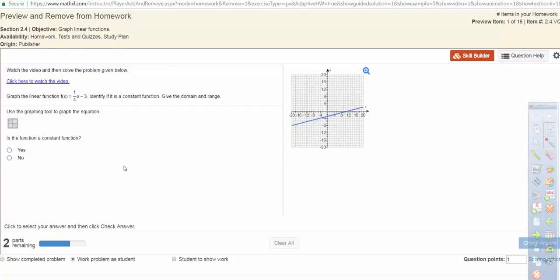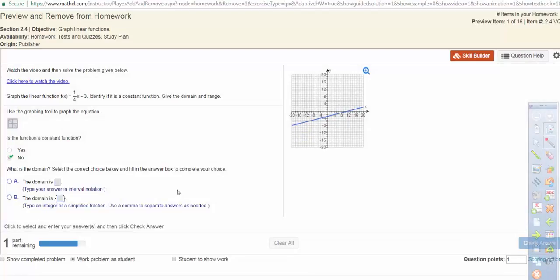And then the question asks, is it constant? Well, no, this is not a constant function, because a constant function would be one that is straight across, one that doesn't change. So this is not a constant function. And then we get into this topic of domain and range, which will be the next video.